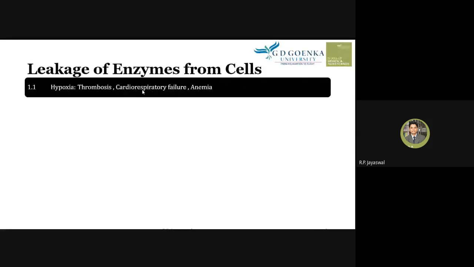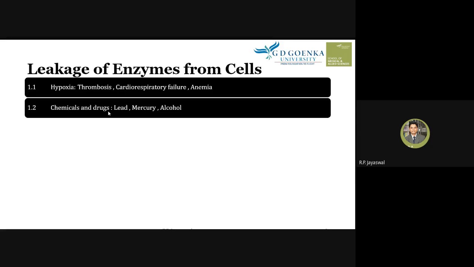Maybe the blood is not able to be pumped from the heart, so cardiac failure or respiratory failure or cardiorespiratory failure. And the third cause can be anemia, where the hemoglobin is less, RBC is less, and because of that, the cells may not be getting an appropriate amount of oxygen.